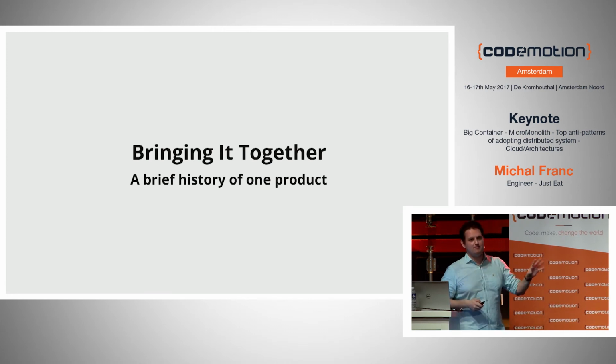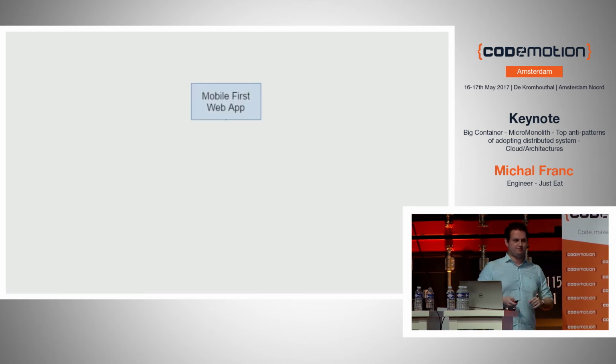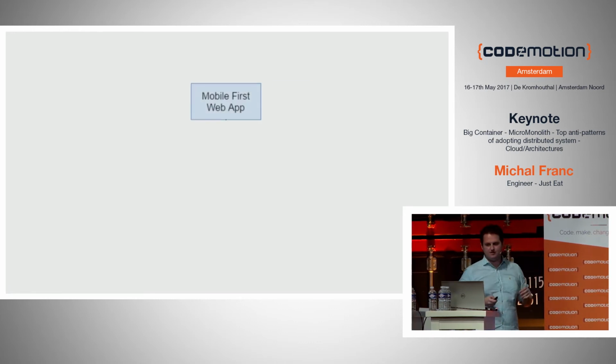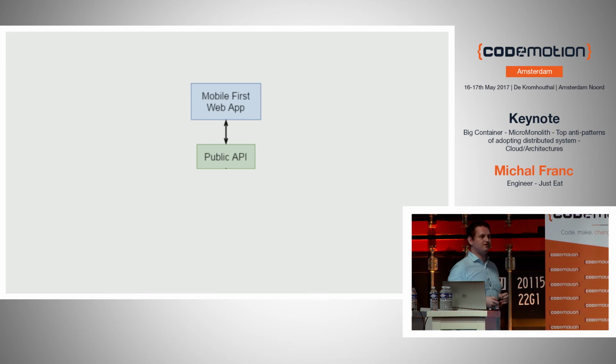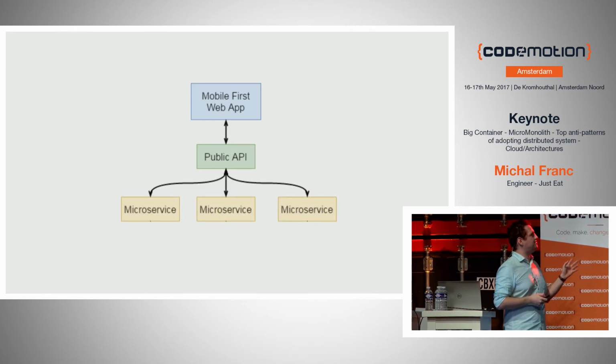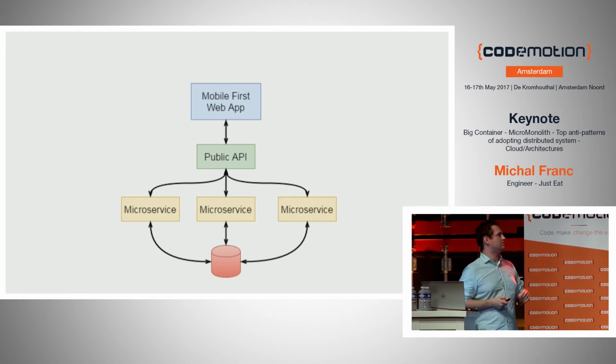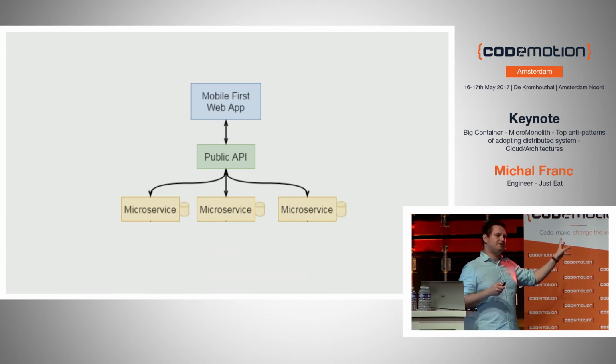So, bringing it together, a brief history of a product that we built using those principles I mentioned. We started with a mobile-first web application, which had a public API. And this public API was like an API gateway to microservices, which were actually using one database, kind of like an integration layer. This was a bit problematic for us, so we distributed the data and moved the database to specific microservices.